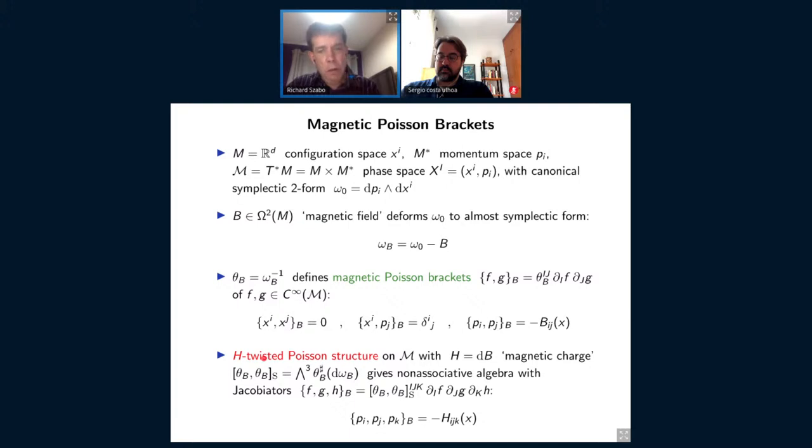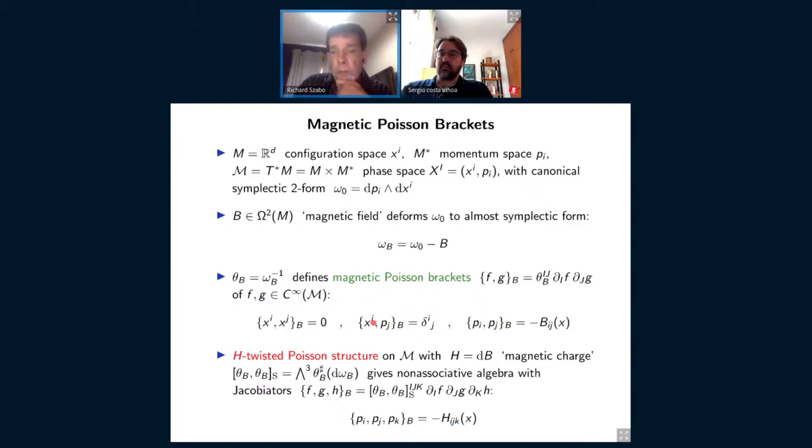If you don't know what the Schouten bracket of a bivector is, don't worry, I'm not going to write it down. But the vanishing of the Schouten bracket of a bivector that you can use to define these brackets is equivalent to the Jacobi identity for those brackets. So this H in general controls a non-associative algebra. There are Jacobiators that are non-vanishing, and in this case the only coordinate functions whose Jacobiator is non-zero are when you put a triple of momenta in.